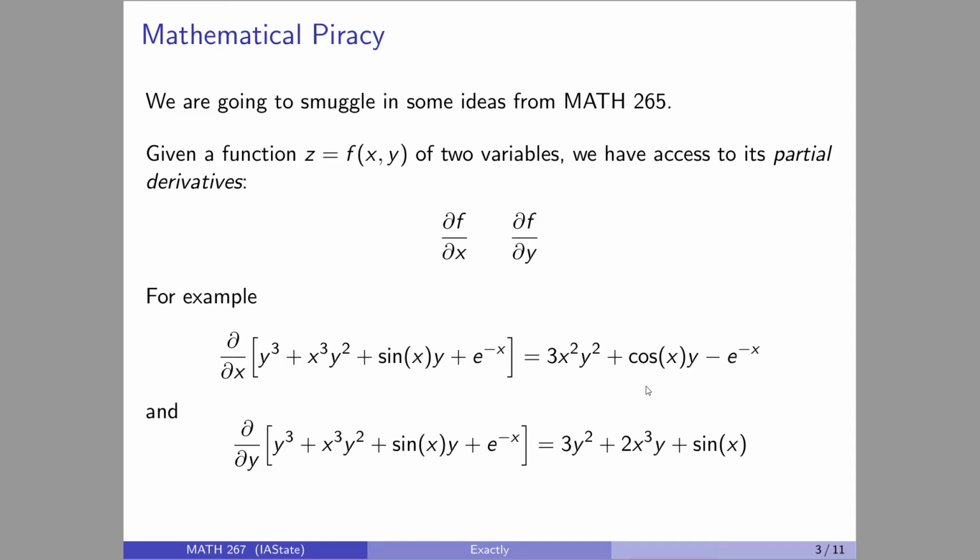x cubed is a constant, goes along for the ride. Sine of x is a constant, goes along for the ride. A function that only involves x gets killed by the derivative, because in the eyes of y, x is a constant. Okay, so that's all there is. There you go. That's how we take the derivatives. It's literally what you would think if you've never seen it before.